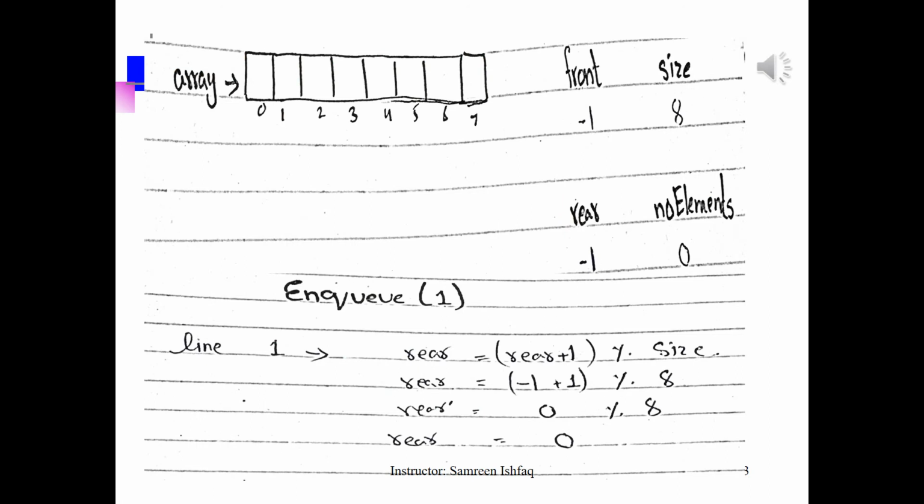To get better understanding, let's solve an example from the start. The default value of front and rear is -1, size of this array is 8 and number of elements is 0. So line 1 of the previous code is rear equals rear plus 1 mod size. Rear is -1, -1 plus 1 is equivalent to 0 and 0 mod 8 is 0. So the value the user wants to insert is 1. 1 will be inserted at index 0.